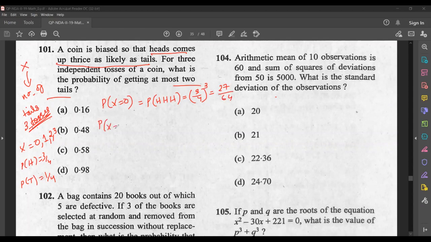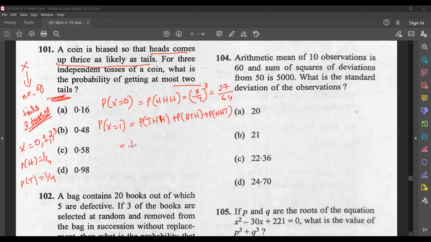Now P of X equal to 1. That means you'll get tail 1 time, all the other times head. So it can be P of tail head head, or P of head tail head, or P of head head tail. Tail 1 time. Understood?